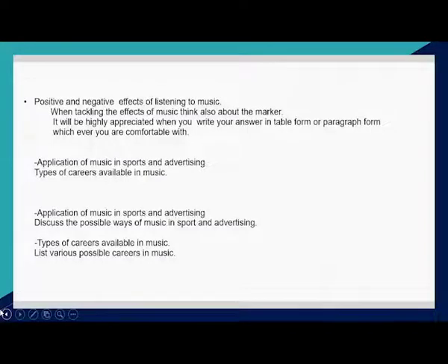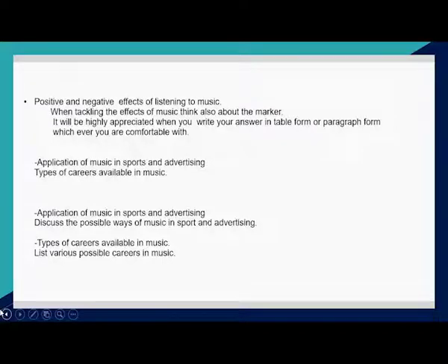When tackling the effects of music, think also about the marker, the one who's going to mark your assignment or your exam. It will be highly appreciated when you write your answers in a table form or paragraph form, whichever you are comfortable with. On the one side, maybe it's the positive part, and on the other side is the negative part. If you mix up the things, we might not know what you meant. Is it now the positive? Is it now the negative? But please separate the two.